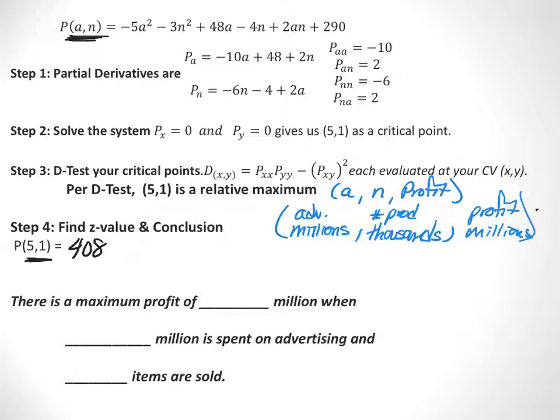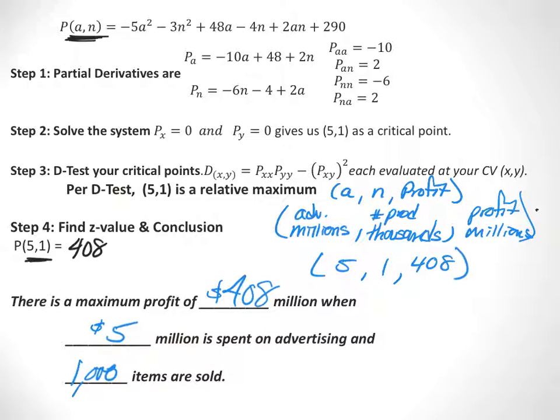So there is a maximum profit of 408 million when, and now what is the advertising? What is A? We found 5. When 5 million is spent on advertising and 1,000 items are sold. And that is because our critical point was (5, 1). We substituted in to get the 408. And this gives us advertising, 5 million, number of items sold, 1,000, total profit, 408 million. So don't forget to translate that back again. That's it. Hope you're having a great day.